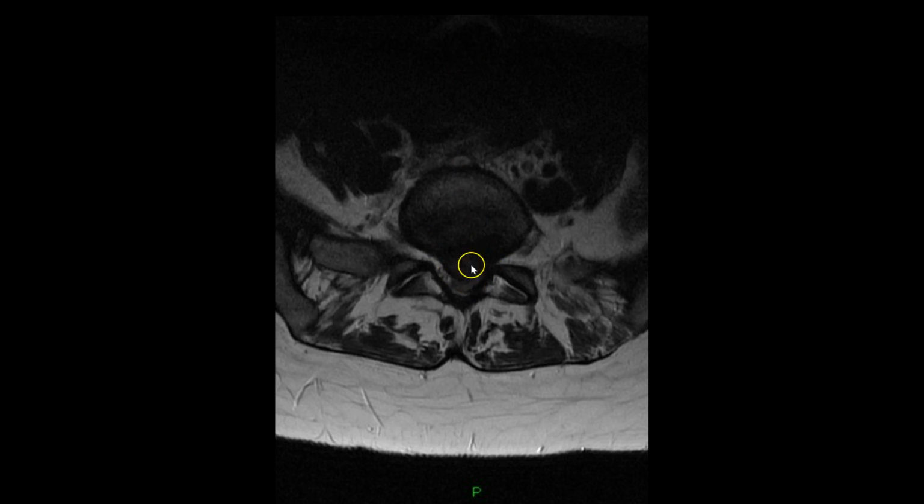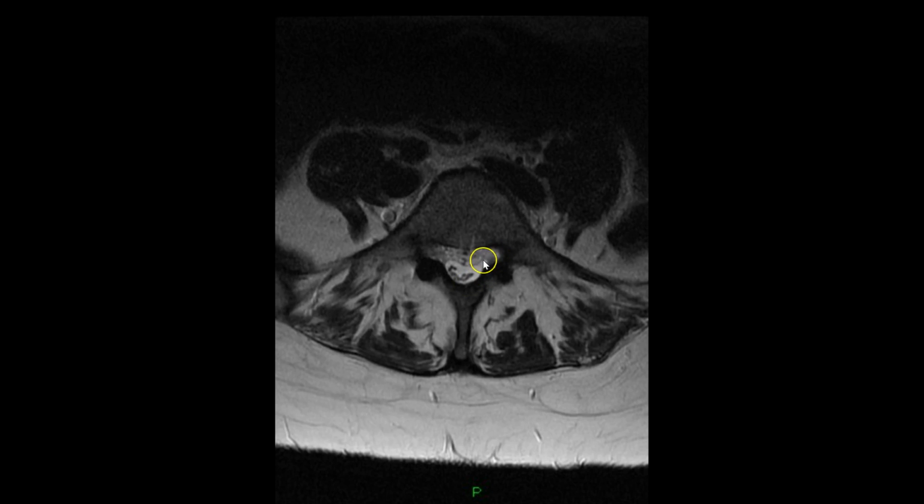Note something else that happens in the setting of a high-grade disc herniation. So here is the thecal sac. Let me come up a little bit, you can see it better. Here's the thecal sac here. Now note here, there's all this bright stuff. This is cerebrospinal fluid, or CSF. And all these little dots are nerve roots of the cauda equina.